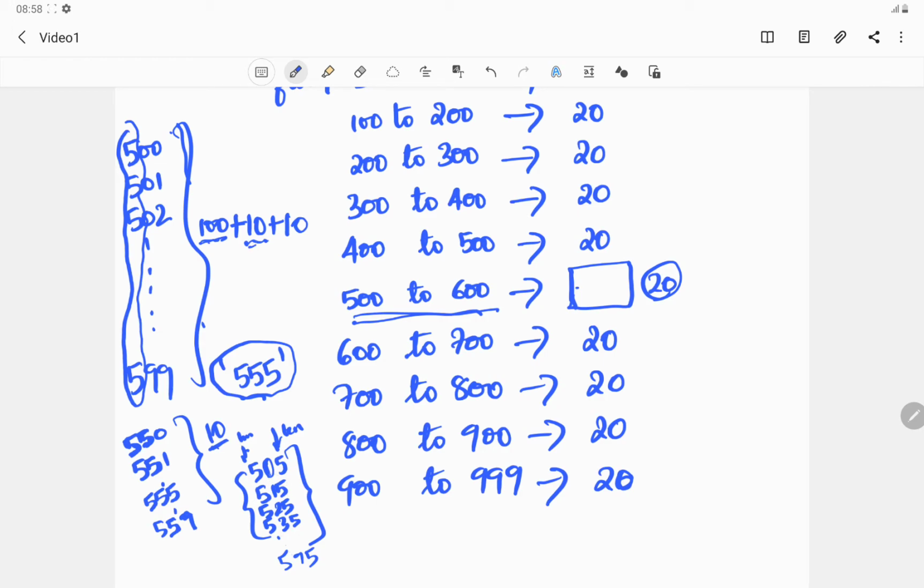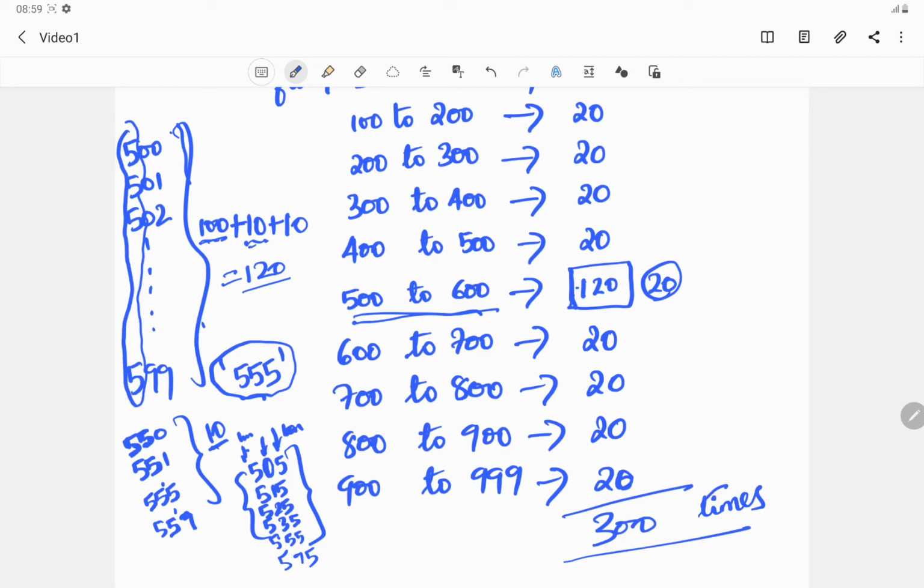Again here, when we are only changing the units place, it is 505, 515, 525, 535. Then there will be 555 as well here. So it has been counted thrice. So that has been taken care of. 120 times it will appear, so simply write 120 here. So how many times it will appear in total is 300 times.